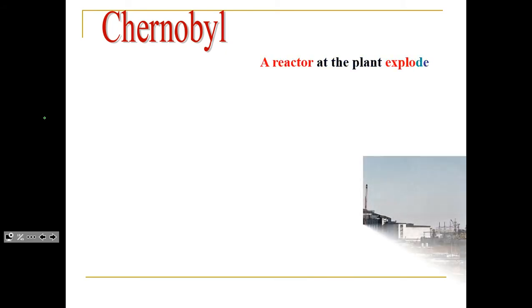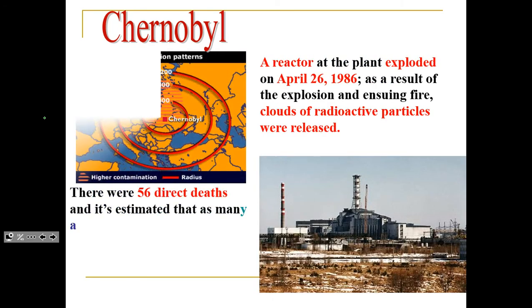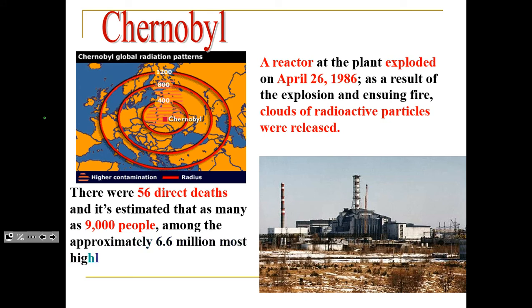Now, Chernobyl, there was a disaster back on April 26th of 1986. A reactor at this plant in Chernobyl exploded. There was fire. Clouds of radioactive particles were released. And if you look at the image, you can see that the radius of the damage was pretty severe. The orange lines here were areas of severe damage. And then the radius was where they were finding radiation.